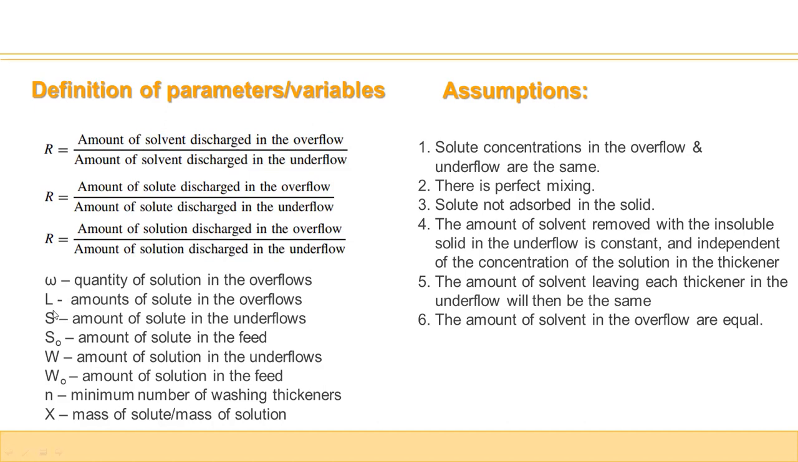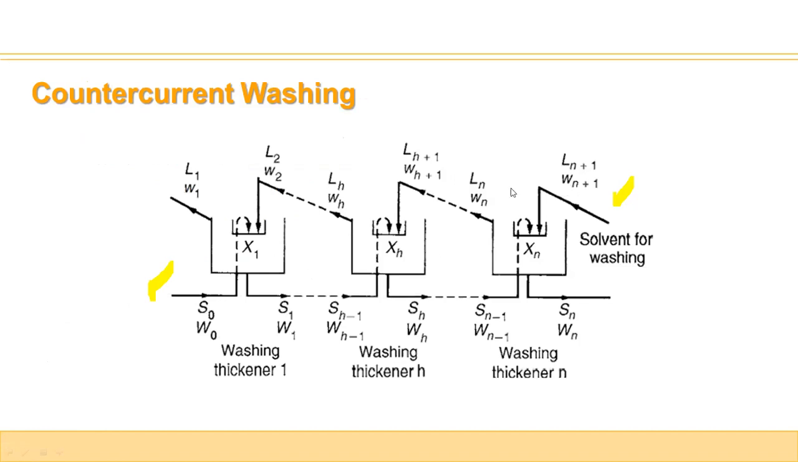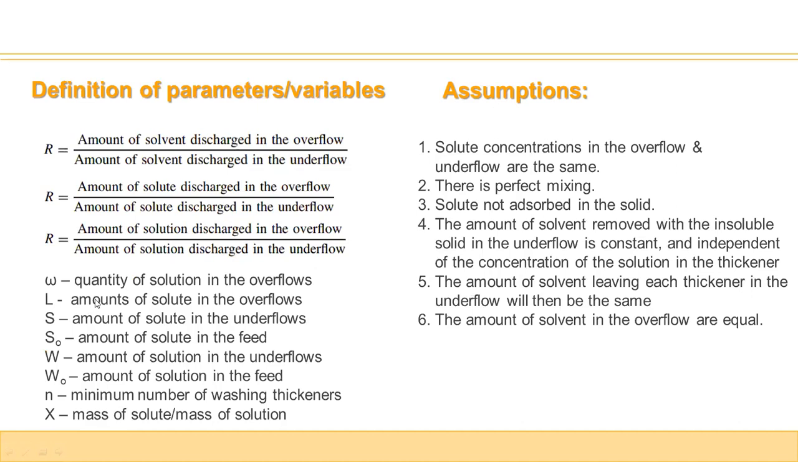Now, the different letters that you see there on the streams: the small w, or the omega, is the quantity of the solution in the overflow. The L is the amount of solute in the overflow. S is the amount of solute in the underflow. And S sub O, since it's using the subscript O, meaning 0, is the amount of solute in the feed.